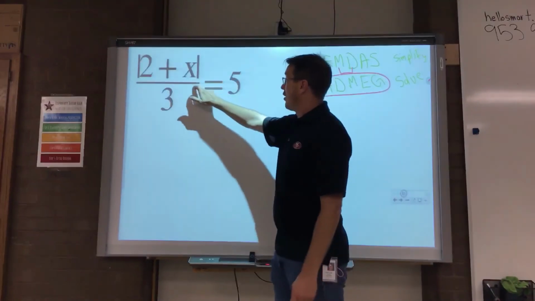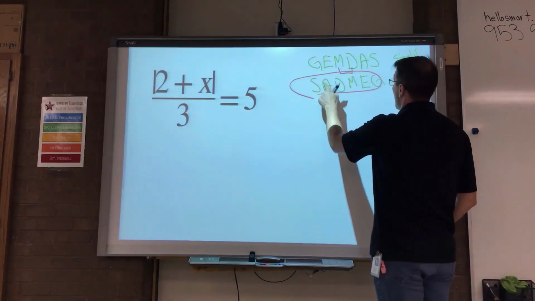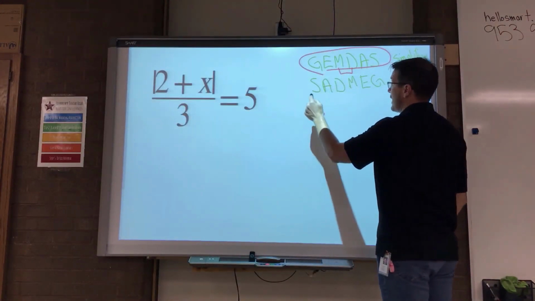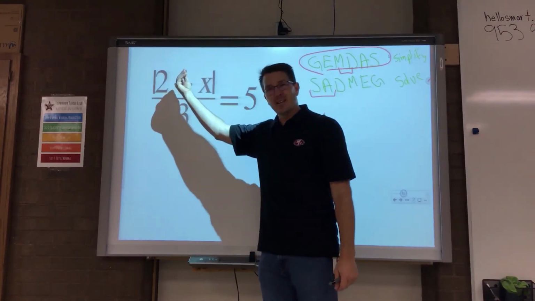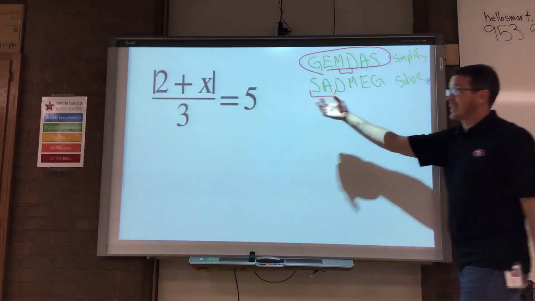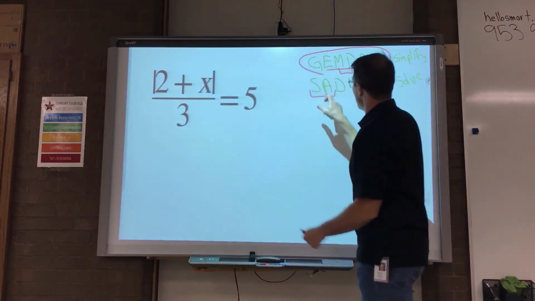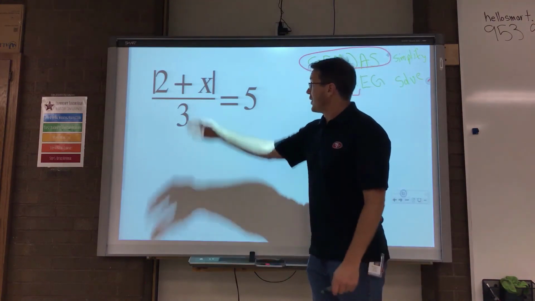Let's try to solve. So if I try to solve, again, I'm going to go to SADMAG now, and I say, is there any subtraction or addition I can do? There is some addition, but it's inside the grouping symbols, and the grouping symbols come at the end of SADMAG, right? So I can't do them yet. So then I look over and say, is there any division or multiplication? And I say, oh, there is some division.